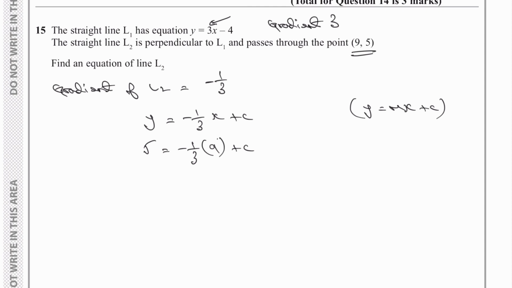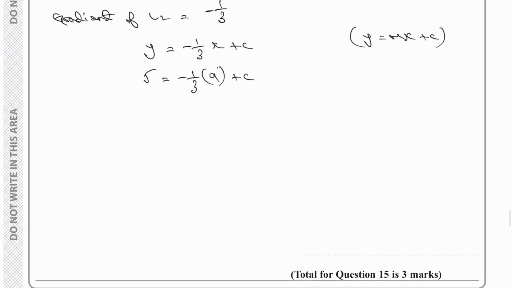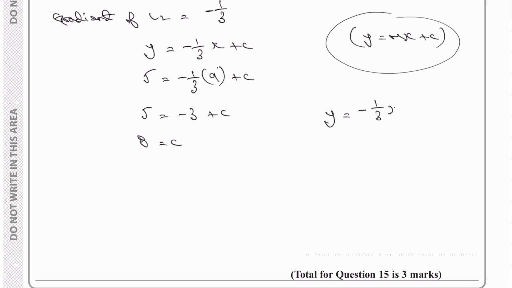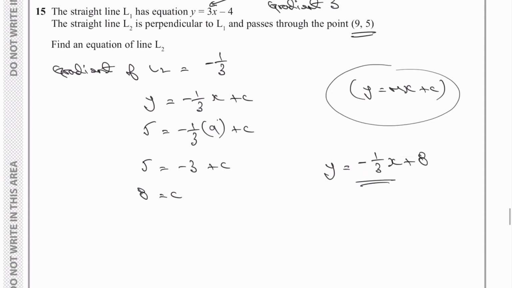Then I can multiply out and I'm going to get 5 equals -3 plus c. Add 3 to both sides and I get 8 equals c. So therefore in this particular form, which is the form in which they've asked us to put it, it's going to be y equals -1/3 x plus 8, and that would be the answer to question number 15. Let's move on then to question number 16.